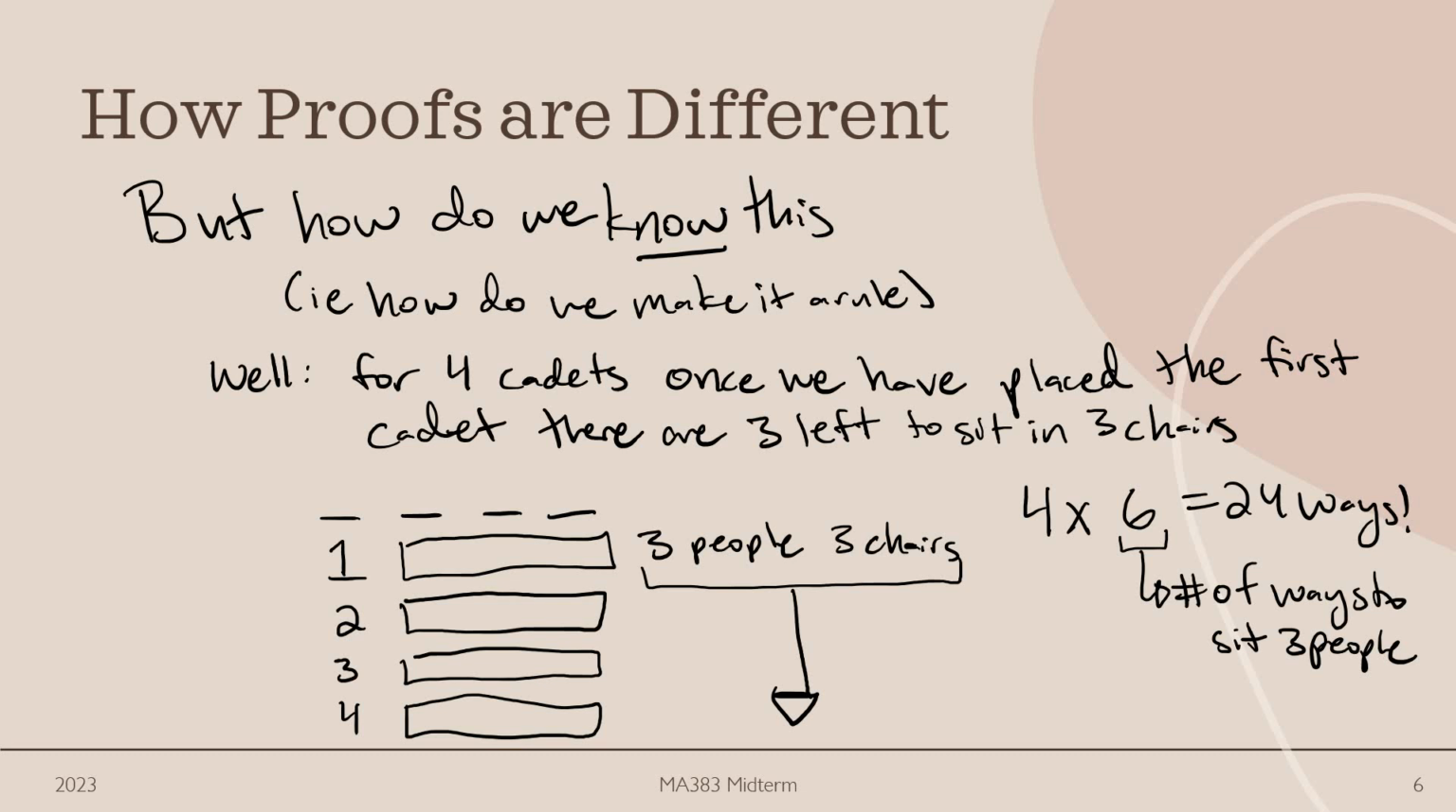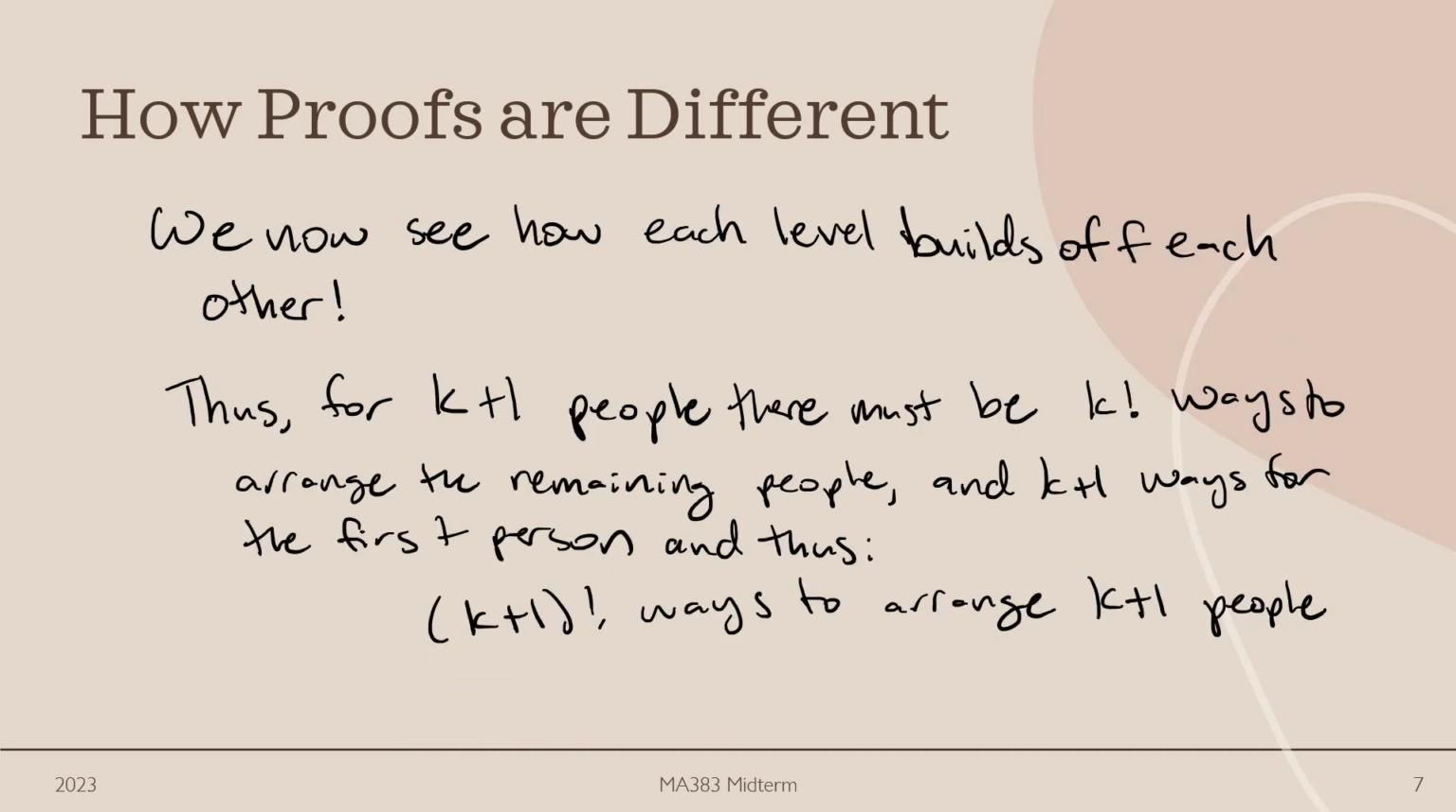Because every time you see a cadet down, there is 1 less cadet to see and 1 less chair to fill. So we can now see how each level builds off of each other, right? When you add 1 more level, you have that many more combinations of making the previous level. So the proof we're going to do based off of this is that we'll have, for k plus 1, k factorial ways to arrange the remaining people once that k plus 1 person is seated. So therefore we know that there are k plus 1 factorial ways to arrange k plus 1 people.